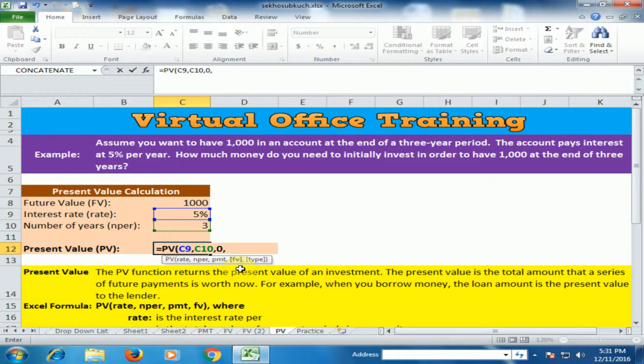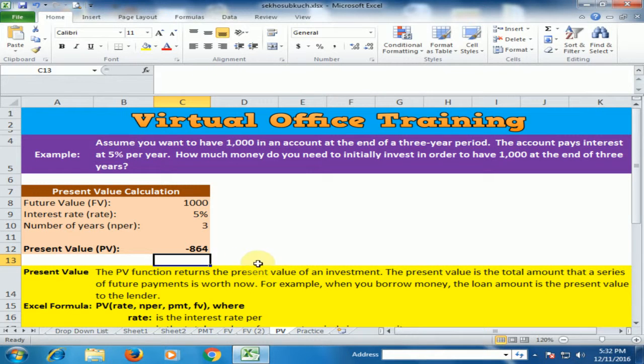And fourth option is future value. Future value is this, and comma, and then the end of the period or beginning of the period. For end of the period, I will select 0. 0 is for end of the period, and close the bracket and press enter.